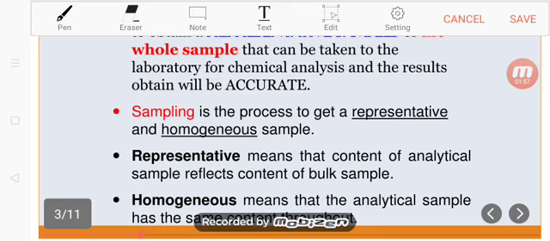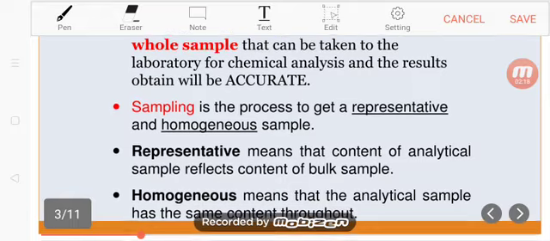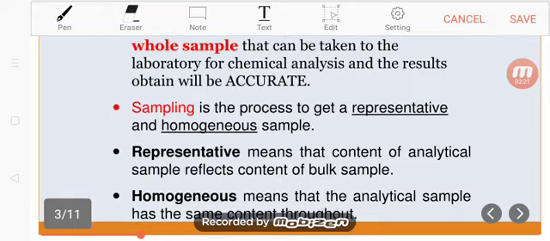Next, sampling is a process, technique, or method to get a representative and homogeneous sample, where representative means the contents of the analytical sample reflect the bulk or whole sample content, while homogeneous means that the analytical sample has the same content throughout the analysis. For example, if the bulk sample is a solid, the analytical sample must also be a solid.